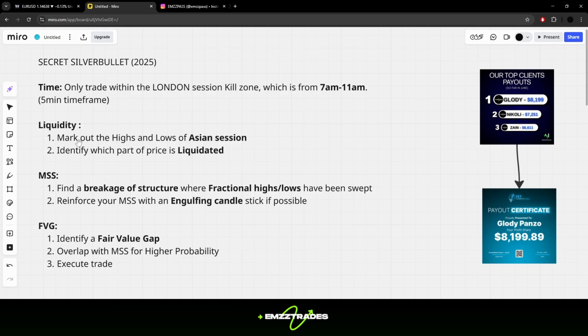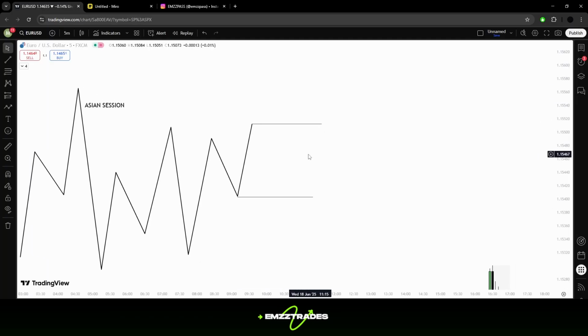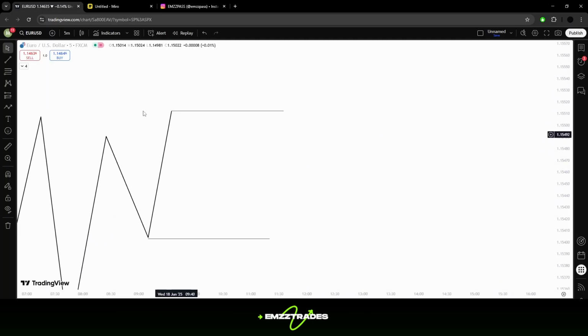As you can see right here, it says mark out the highs and the lows of Asian session, identify which part of price is liquidated, and then we find a break of structure where fractal highs or fractal lows have been swept, and then we can reinforce our market structure shift and go for a candlestick confirmation if possible. So what we need to do next is figure out which part of price actually gets swept first.